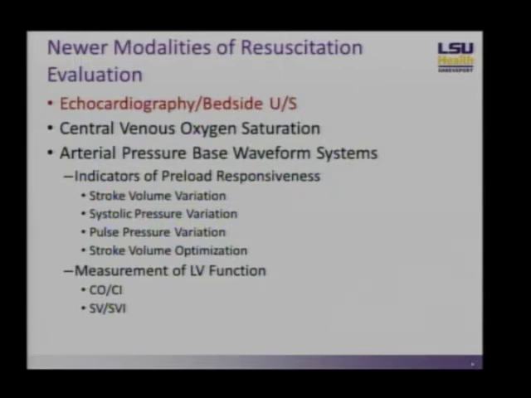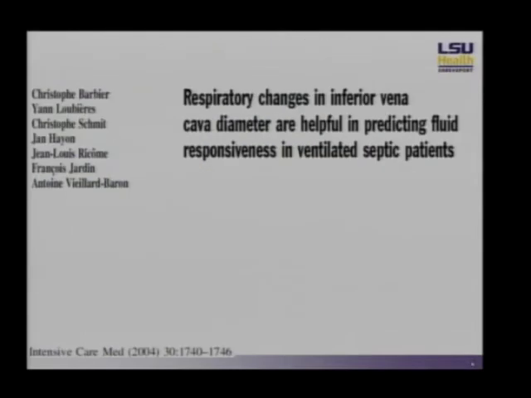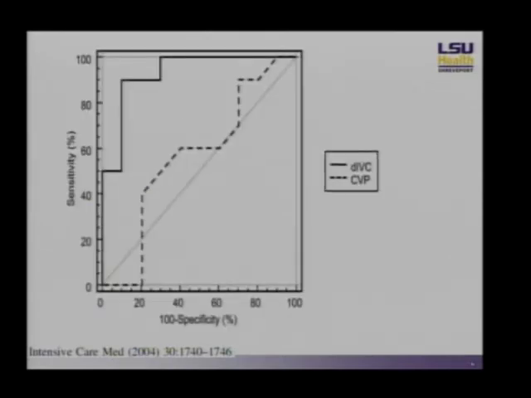Bedside echocardiography, bedside ultrasound. We take a look, we look at patients' IVCs. We can predict fluid responsiveness. We can predict where a patient is on their Starling curve just by putting an ultrasound probe on the patient's belly and looking at compressibility of their IVC. And if you look at it, it actually is a lot more predictive than CVP.